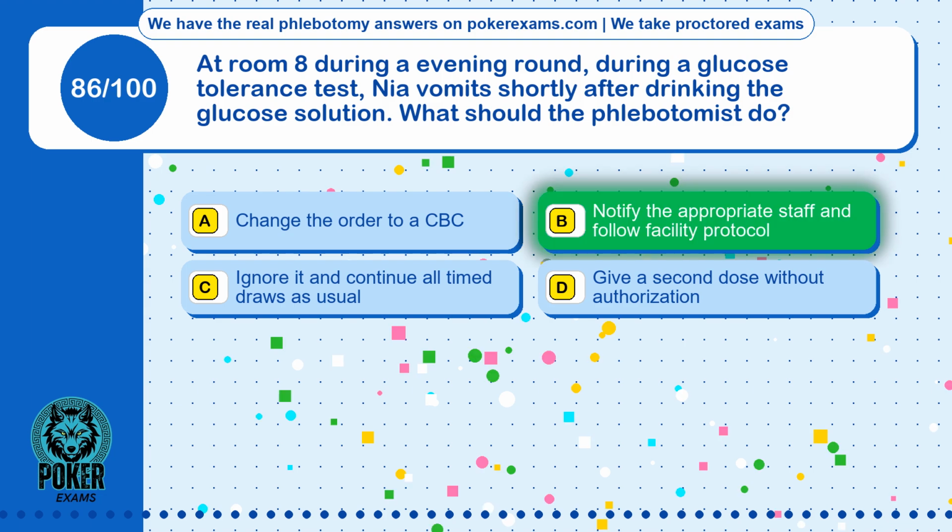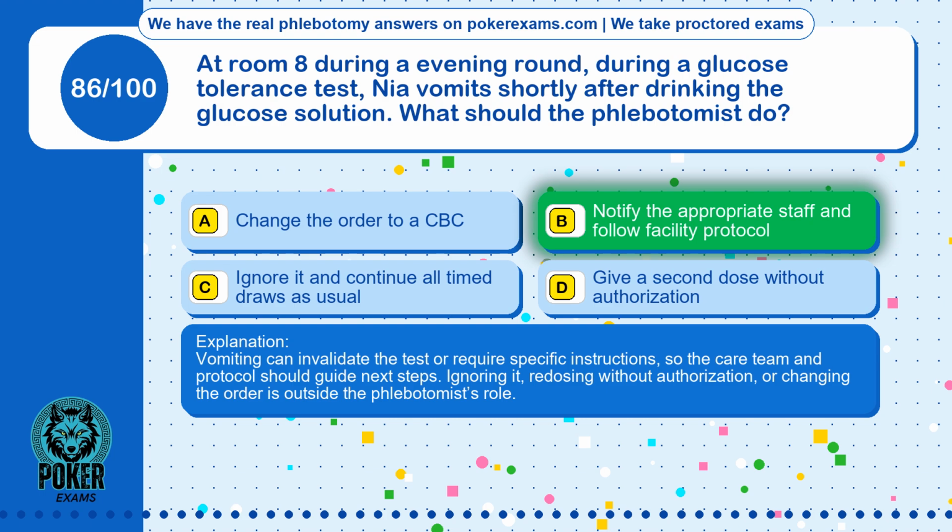The correct answer is option B. Notify the appropriate staff and follow facility protocol. Vomiting can invalidate the test or require specific instructions, so the care team and protocol should guide next steps. Ignoring it, repeating the dose without authorization, or changing the order is outside the phlebotomist's role.